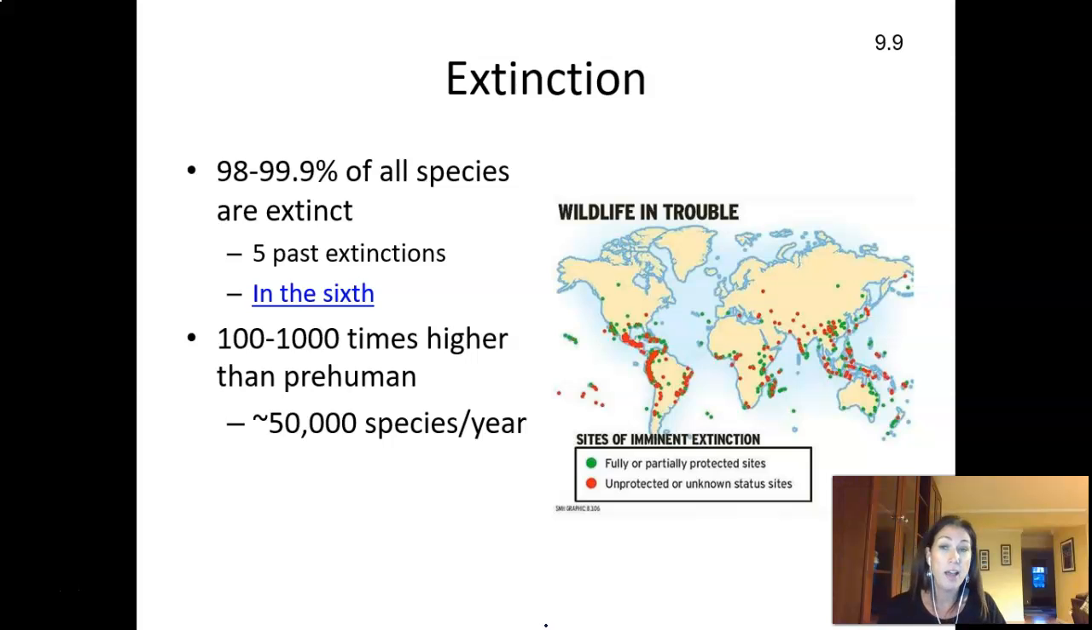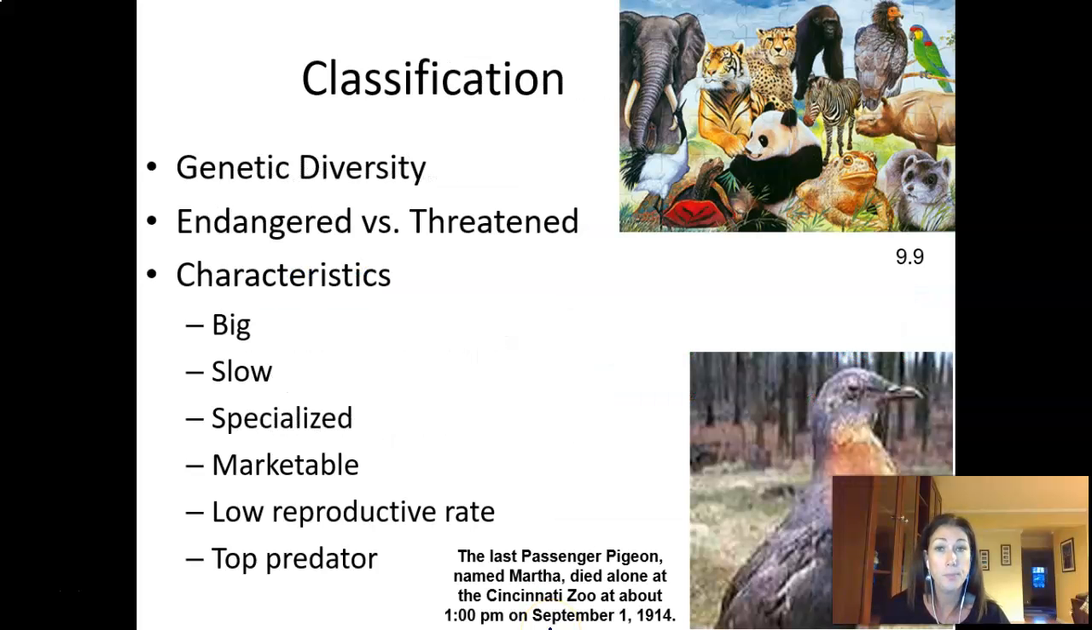Now, there have been 5 past extinctions that we know about, and a lot of people seem to think that we currently are in the 6th extinction that is being driven by humans. And it is true that the extinction rates that we're seeing right now are 100 to 1,000 times higher than the extinction rates that we can see from the fossil record. And right now we are at about 50,000 species per year. Many of those might be species we don't even realize exist.